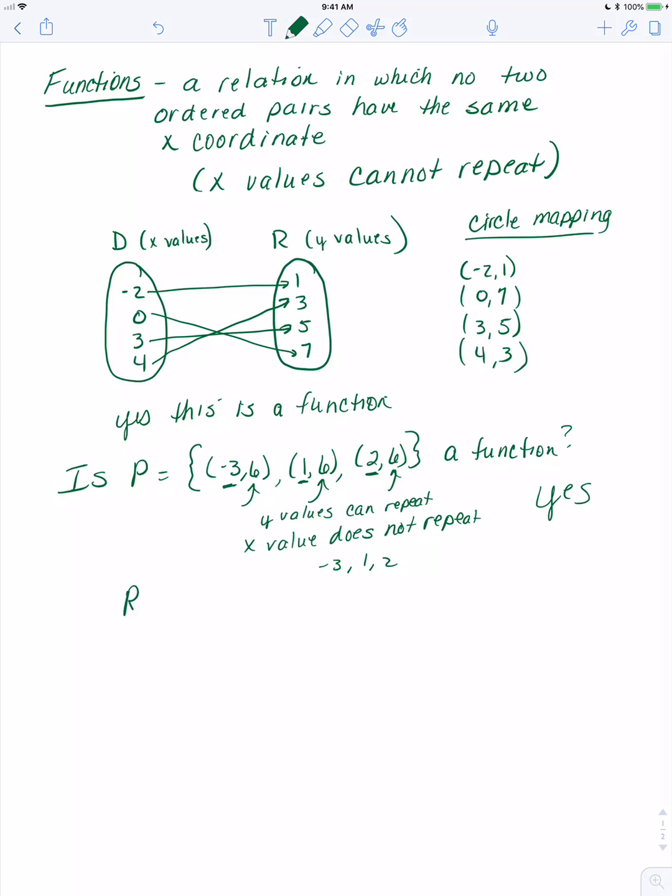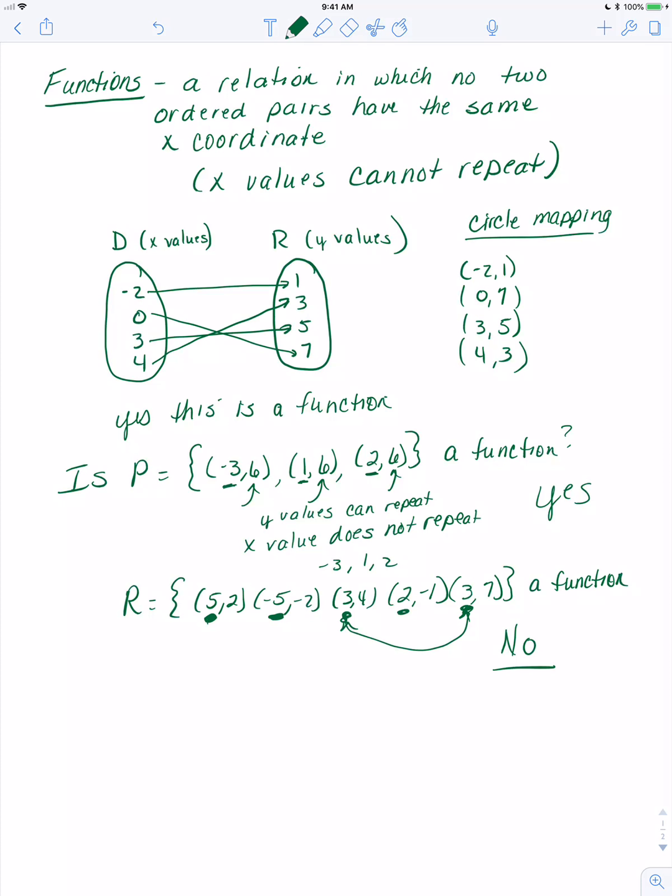So if I list something like r, what if 5, 2, -5, -2, 3, 4, 2, -1, 3, 7. Is this a function? Well, you see here that our x values are 5, -5, 3, 2, and 3. Well, these two 3's repeat. So no, that is not a function. And it is that easy to determine given those ordered pairs.